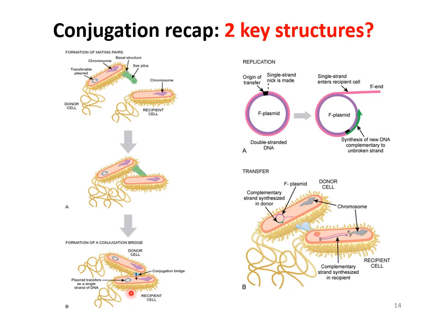So when we talk about F plus and F minus cells, the donor originally is F plus, it has a plasmid, the F plasmid. The recipient was F minus. It did not have the F plasmid.